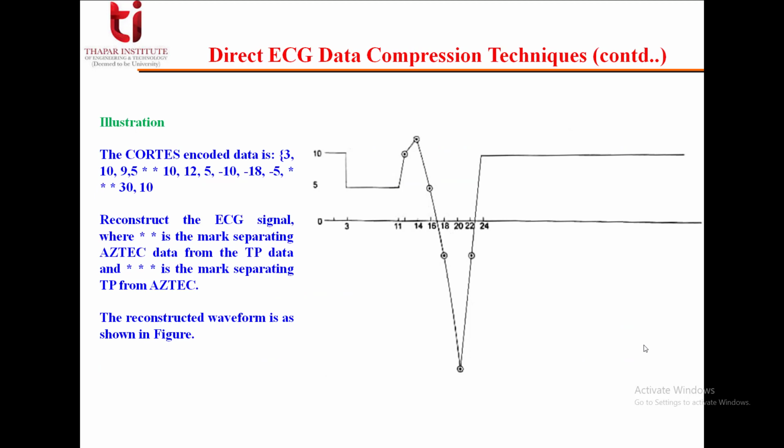So let's see this example now. The CORTES encoded data here is 3, 10, 9, 5, star star, 10, 12, 5, minus 10, minus 18, minus 5, star star star, 30 and 10. Now we have to reconstruct the ECG signal. Here, the 2 stars mark the separation of AZTEC data from the TP data, and 3 stars in series represent the mark separating TP from AZTEC, and the reconstructed waveform is as shown in the figure.